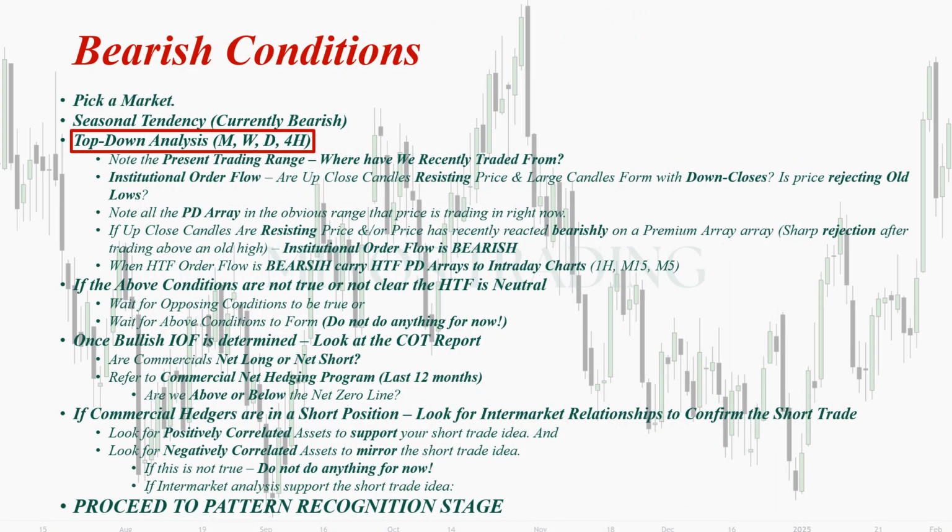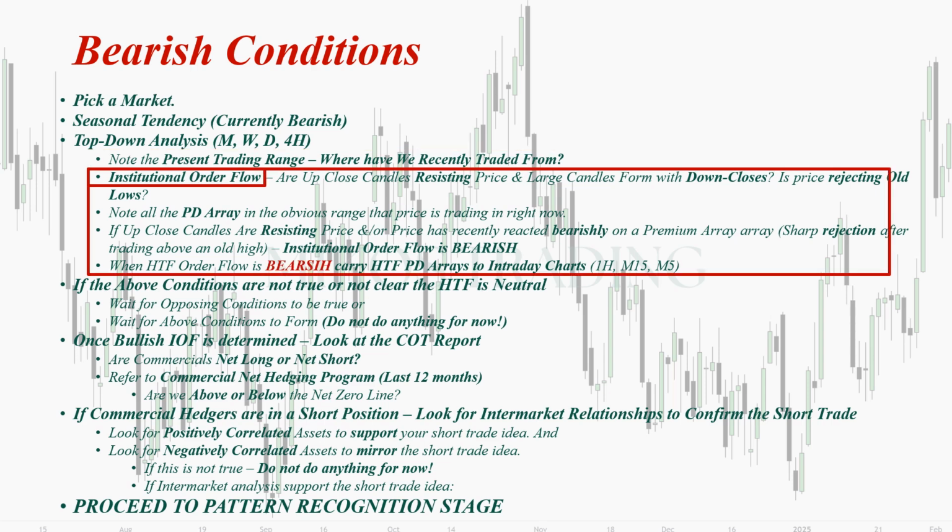Once we identify the bearish seasonal tendency, we proceed with the top-down analysis. We always start with the monthly chart and then repeat the same process on the weekly, daily, and 4-hour charts. I always start by noting the current trading range and asking myself where have we recently traded from.